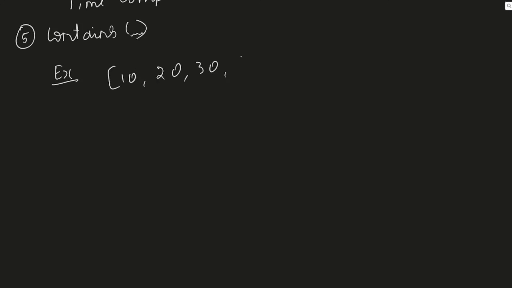In list, we also have a method called contains. This method just answers whether the given element is present inside the list or not. Let's take an example. Same thing, 10, 20, 30, 40, 50. We just want to check whether the list contains the element 30 or not.